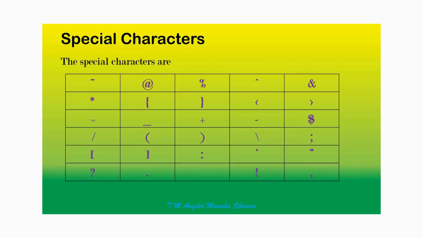Special characters are the symbols which have specific meaning in C language. You can see different special characters in this tabular column, which may include the tilde symbol, at symbol, ampersand, dollar, a white space, exclamation mark, comma, period, etc.